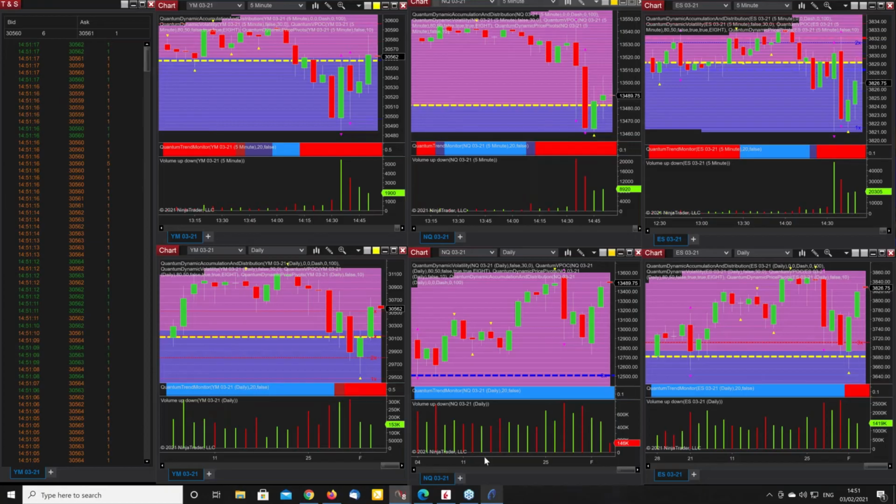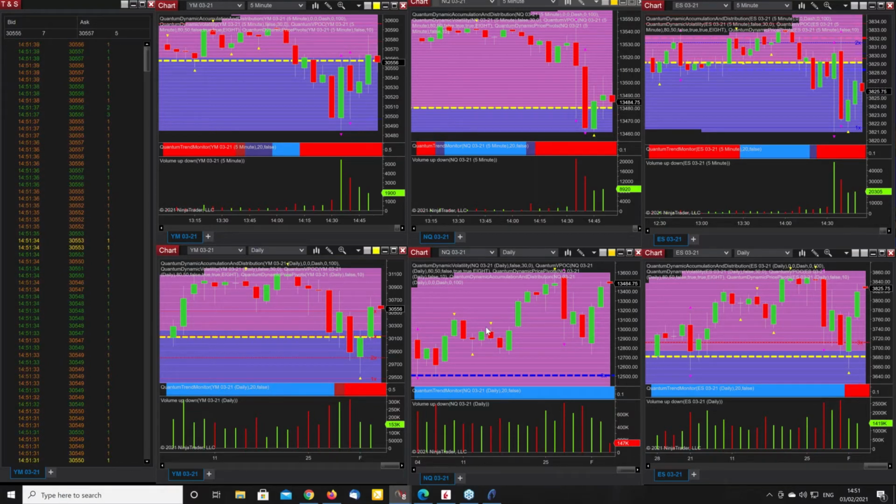Just drop that out the way. This is on NinjaTrader, just on the 3 indices. Got the YM at the top, the NQ in the middle, and the ES on the right-hand side, all the same time frame. So that's on 5 minute at the top. And down at the bottom here, we've got this on the daily. So you can see what's going on in terms of both intraday and daily.